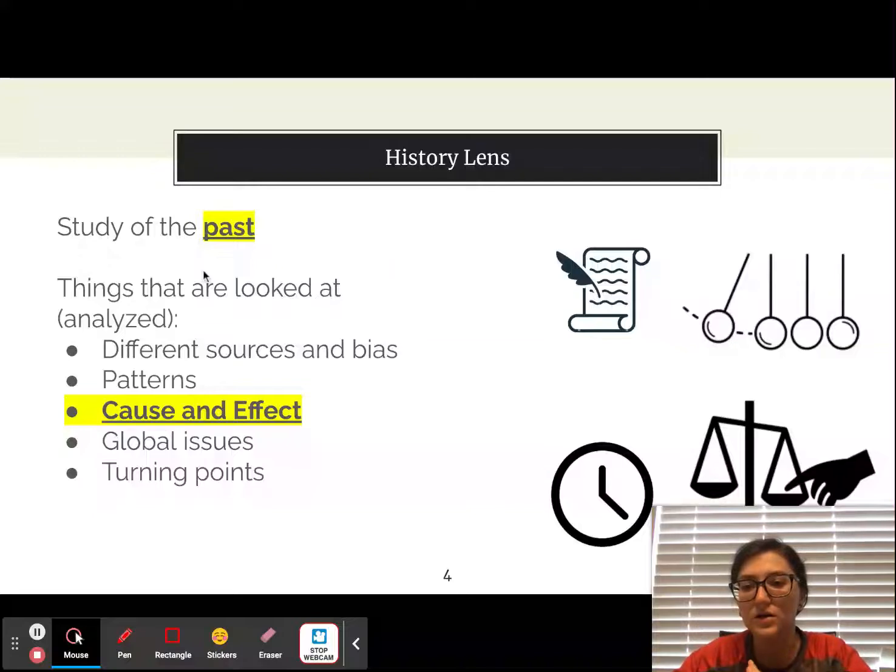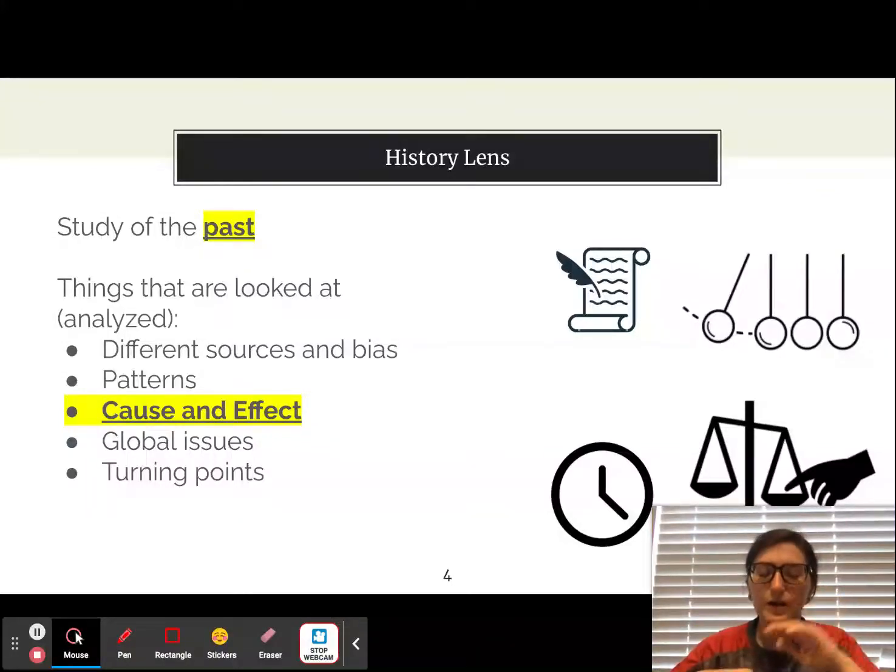Some things that are looked at or things that we might analyze would be different sources of bias. Remember, bias was one of those vocab words that we had at the beginning last week, right? Bias is something that a person holds within themselves. It's a liking or a strong dislike that makes it so they cannot be fair. Okay, we also might analyze patterns. We might look at cause and effect, right? We're going to talk about cause and effect a lot this year. Global issues, things that are happening all around the world, and turning points.